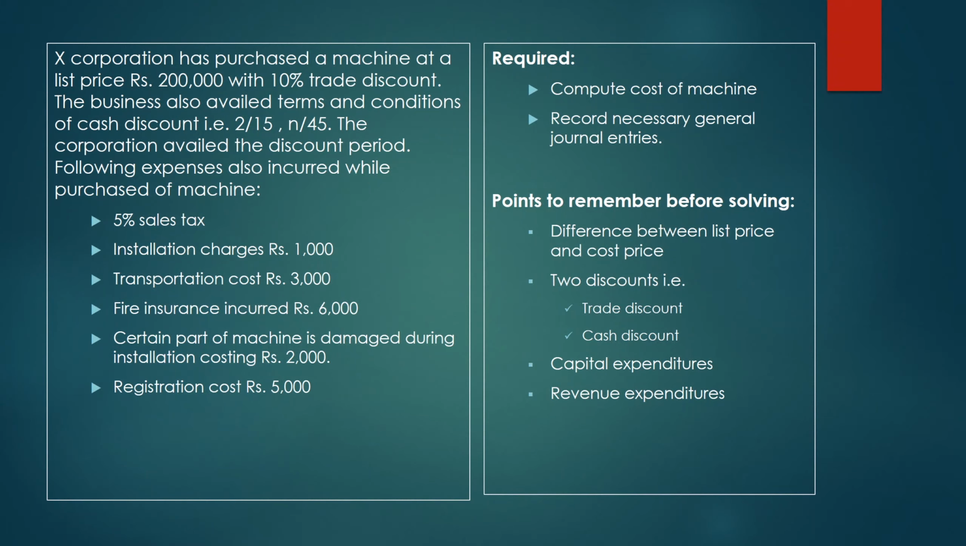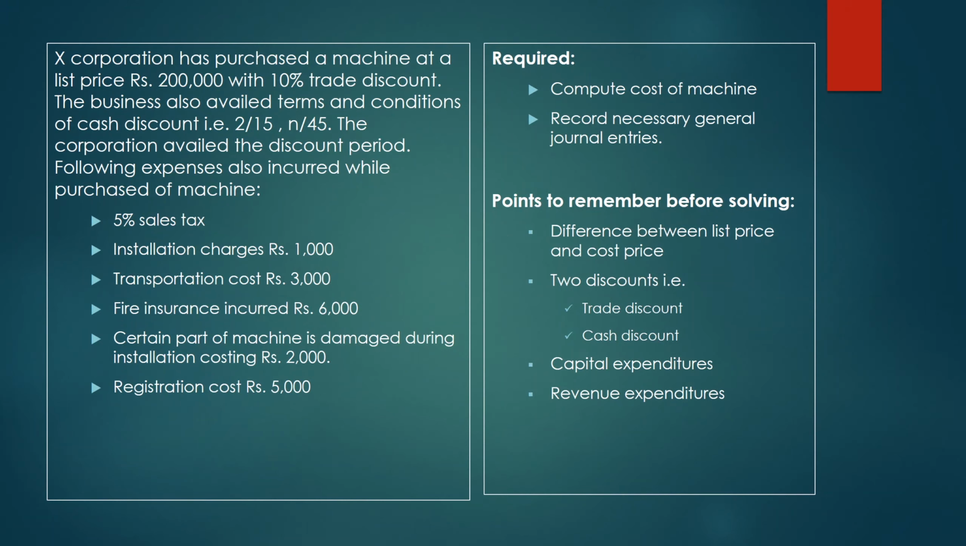तो मशीन की हमें कॉस्ट मालूम करनी है इसमें, और हमें तमाम कैपिटल एक्सपेंडिचर को कंसिडर करना है, और फिर एक जनरल एंट्री भी पास करनी है। मुख्तलिफ पॉइंट्स to be noted here. यहाँ आपको एक बात समझनी है, we have to calculate the cost price. The list price is given, okay, the list price is the price offered initially by the supplier, and then after deducting certain discounts and adding up all the capital expenditures, we can calculate the cost of machine.